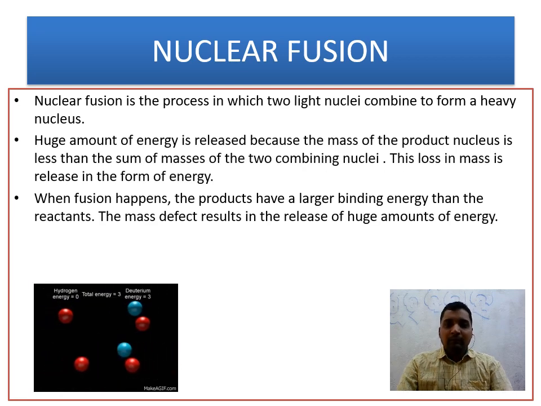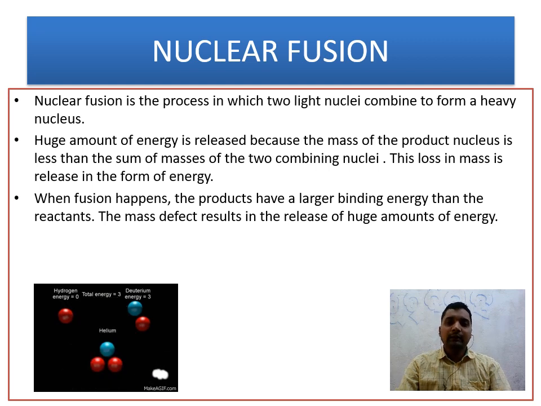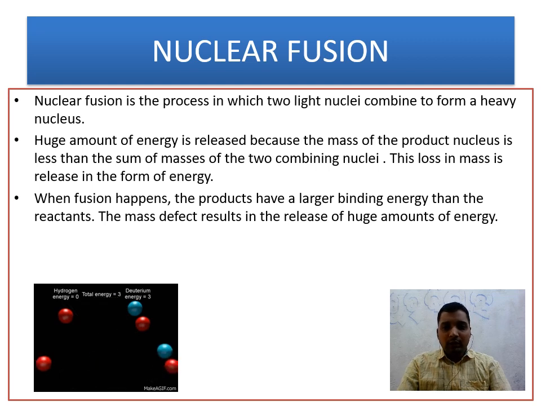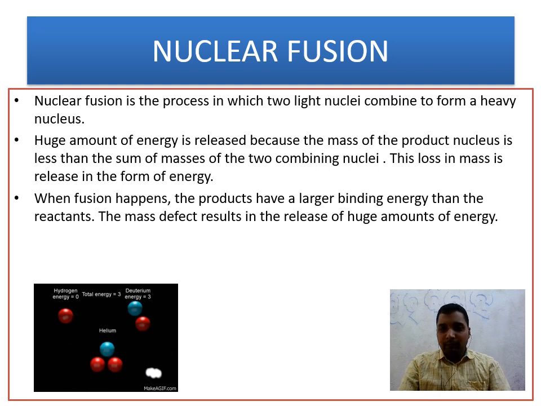Here also, the mass of reactant and mass of product are not the same, and that change in mass, that mass defect, is changing into energy, the nuclear energy. So when fusion happens, the product has larger binding energy than the reactant. It means the reactants are very small nuclei and they join together to form a heavy nucleus, and the heavy nucleus has larger binding energy.